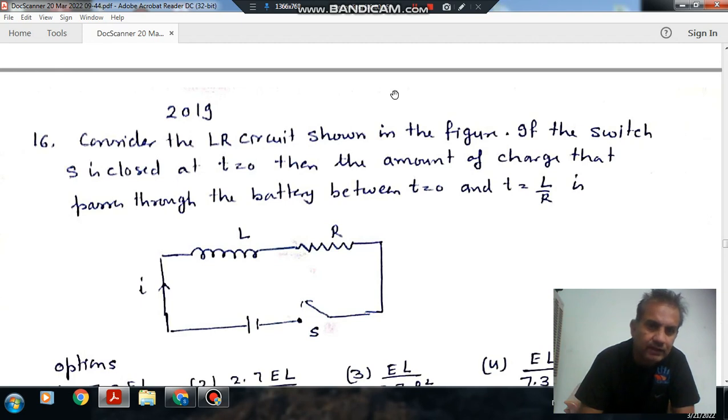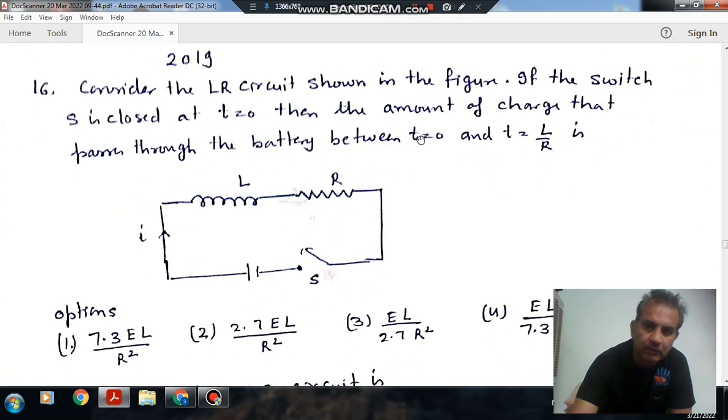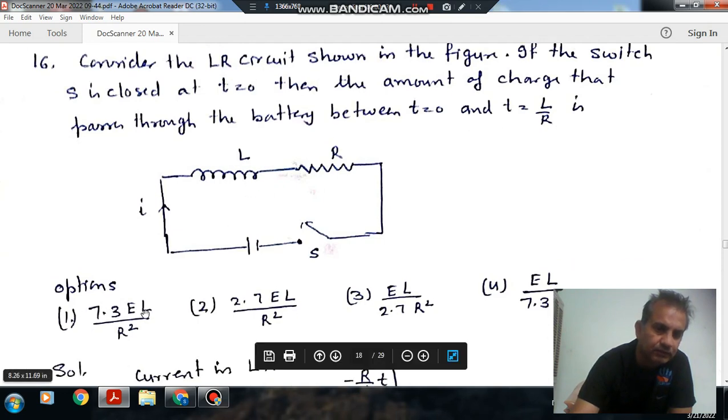If the switch S is closed at t equal to 0, then the amount of charge that passes through the battery between t equal to 0 and t equal to L by R is. So this is the LR circuit and the options are 7.3 EL by R square, 2.7 EL by R square, 3 EL divided by 2.7 R square, 4 EL by 7.3 R square.